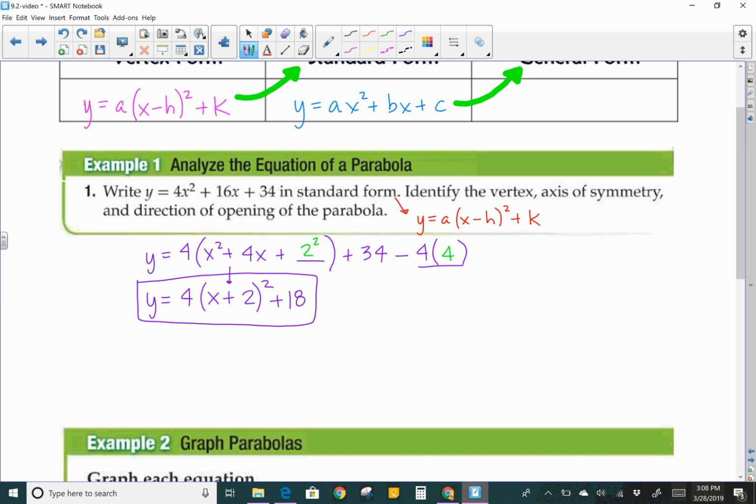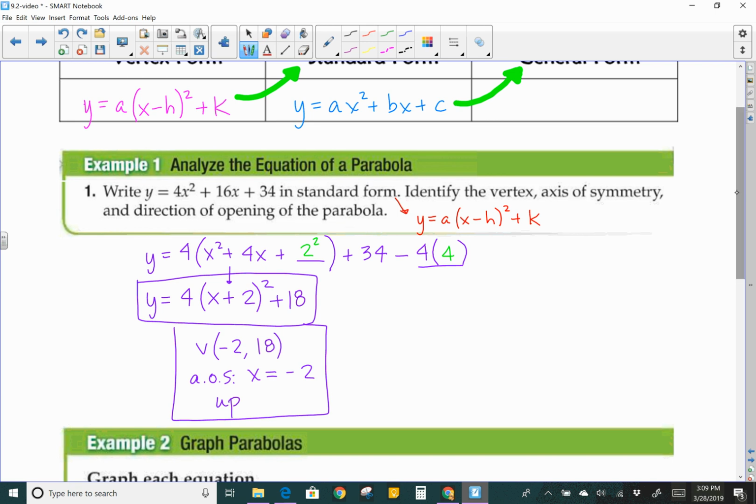Identify the vertex. The vertex is the opposite of what's in there, so it's -2, the same as the outside. The axis of symmetry is that squared part: axis of symmetry, x equals -2. And for the direction of the opening, the x is squared, which is what we knew about before, and it's positive, so I know that it's going to open up. And so that answered all of those questions.